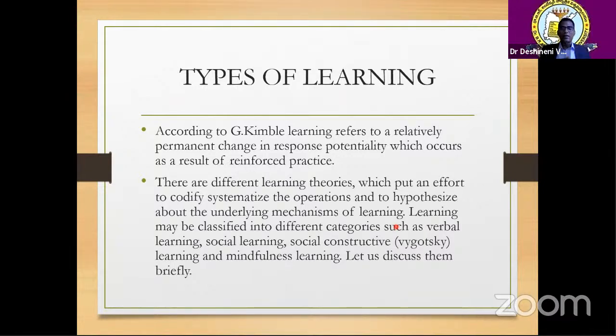When we see learning theories, there are different learning theories. Most of the learning theories put an effort to codify, systematize the operations and to hypothesize about the underlying mechanisms of learning. We have to understand that learning may be classified into different categories. For example, verbal learning, social, constructive learning, and mindfulness learning. These are the important types of learning. Now let us discuss one by one all these types of learning.